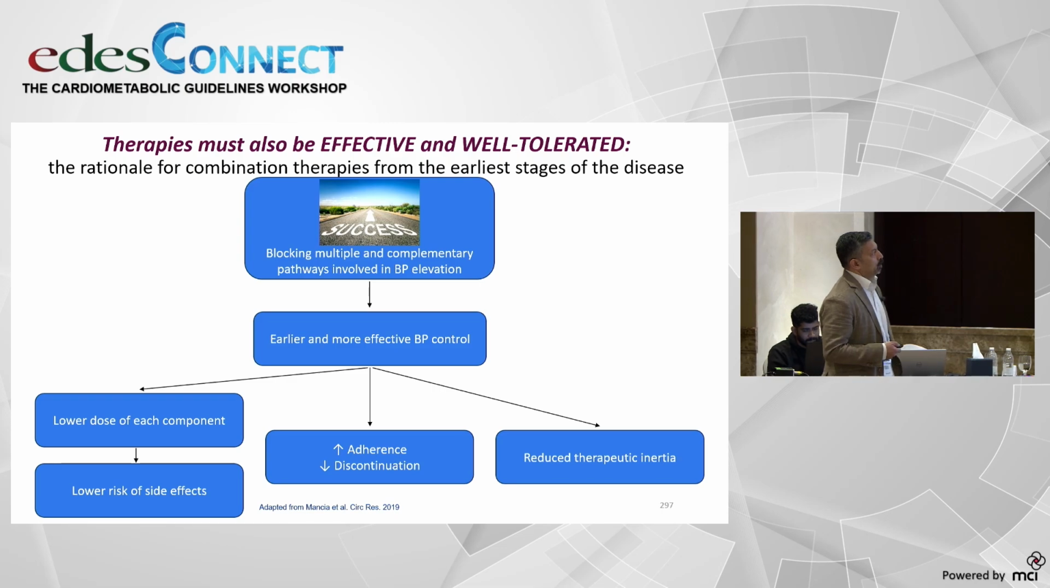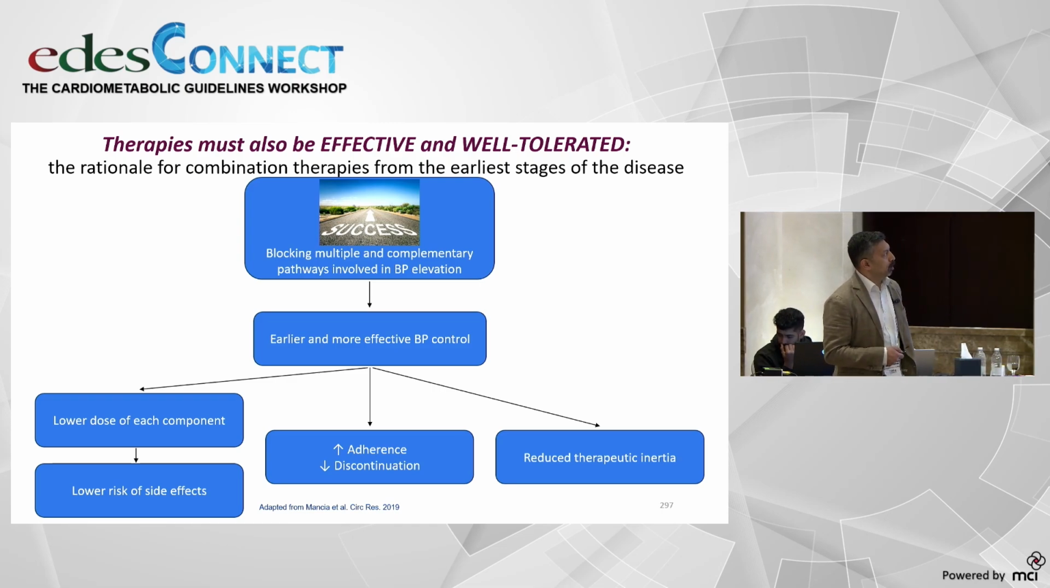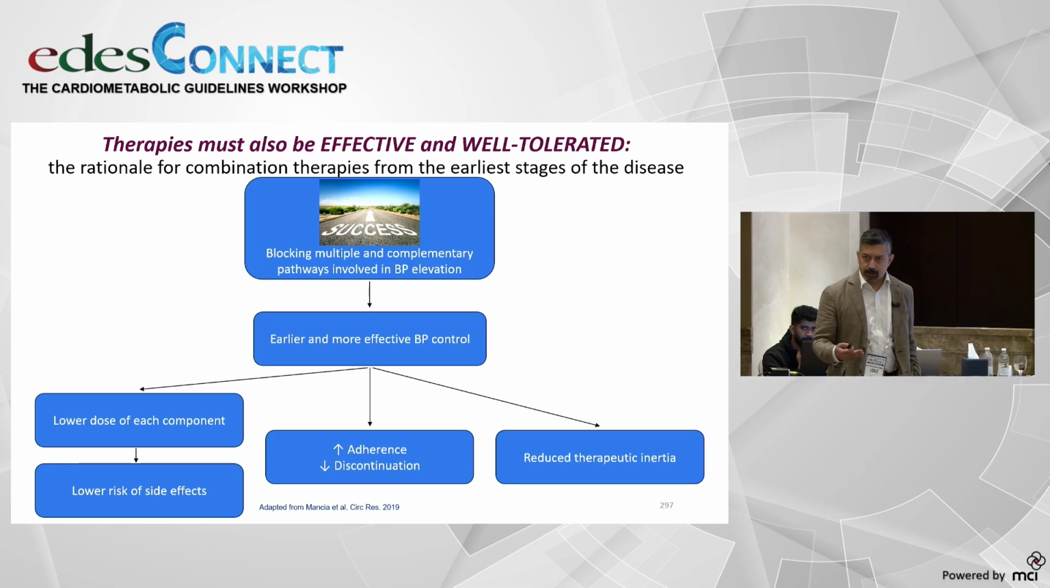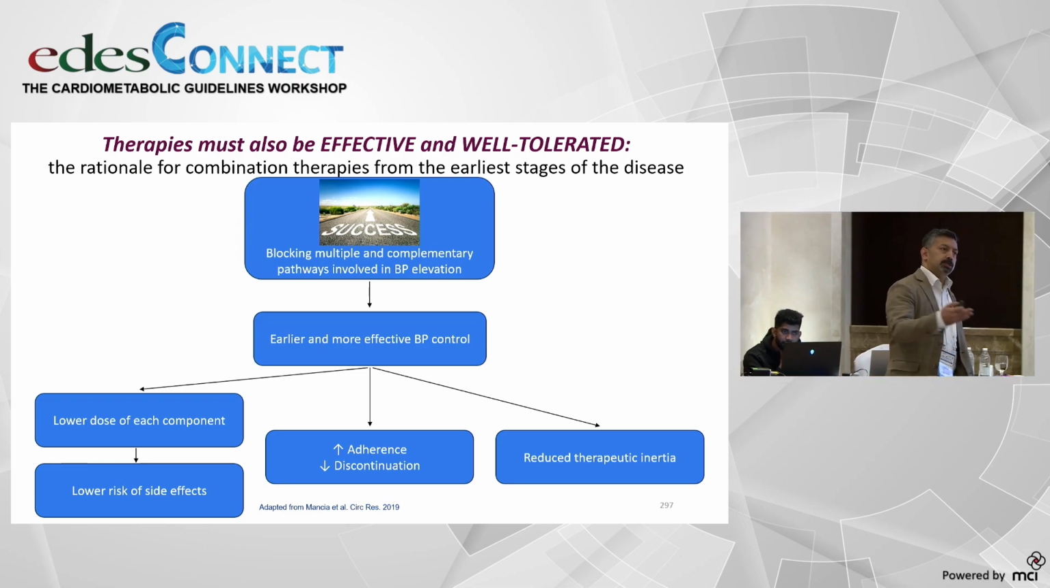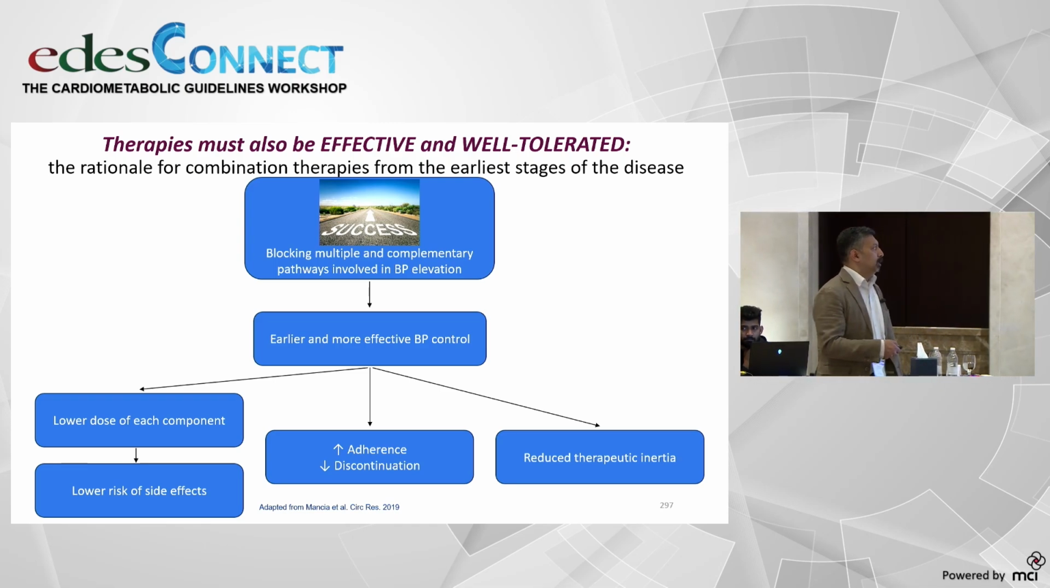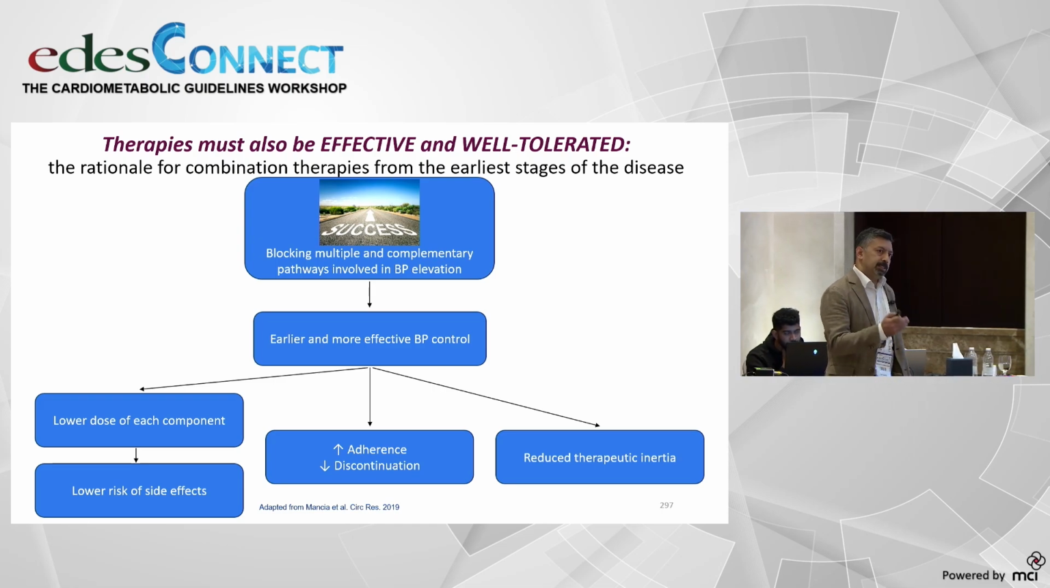When you use drug combinations, we will be blocking multiple complementary pathways involved. And here we are talking about blood pressure reduction. It can definitely translate into earlier and more effective blood pressure control for these patients. And the advantage is that you can get your patient to those levels with a lower dose of each component in that combination. That means lower side effects from these medications.